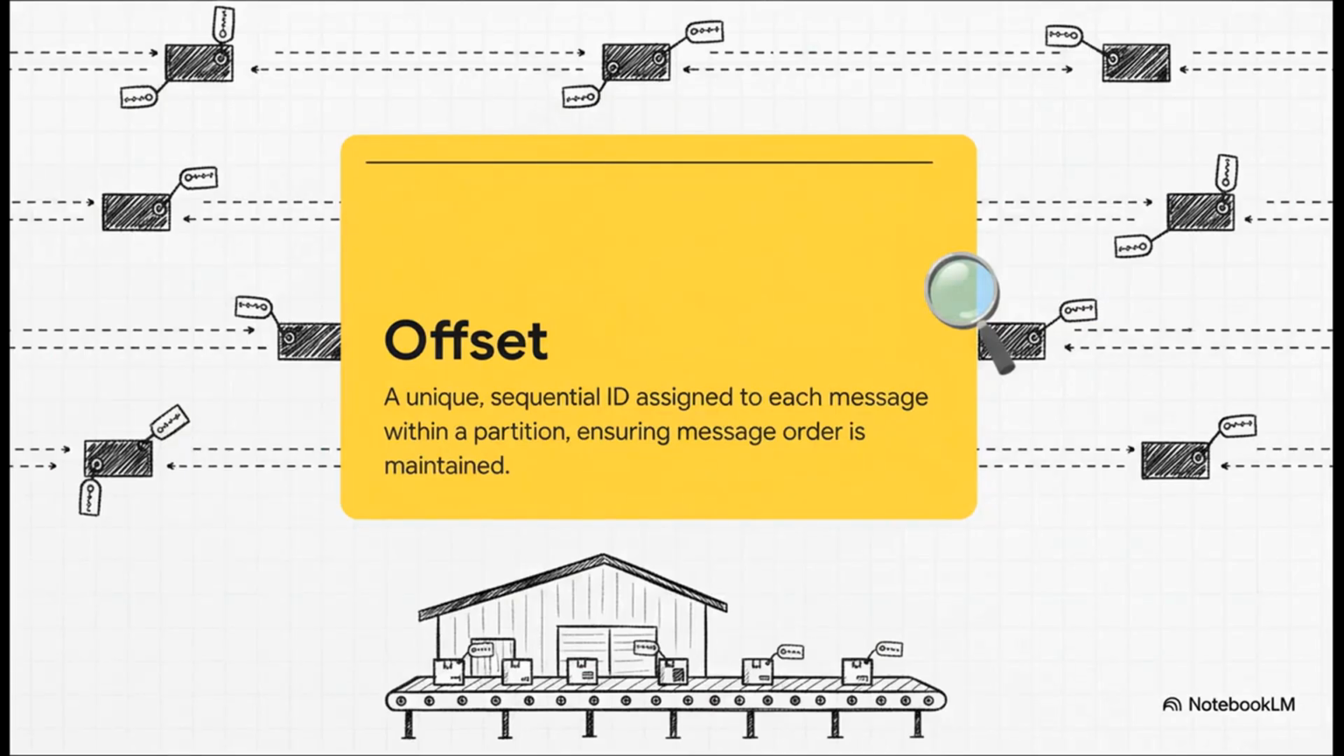You might be thinking, with all these parallel streams, how do you keep things in order? And that's a great question. The answer is the offset. Every single message inside a partition gets its own unique sequential ID number. It's basically a tracking code. It guarantees that message's exact place in the line forever.